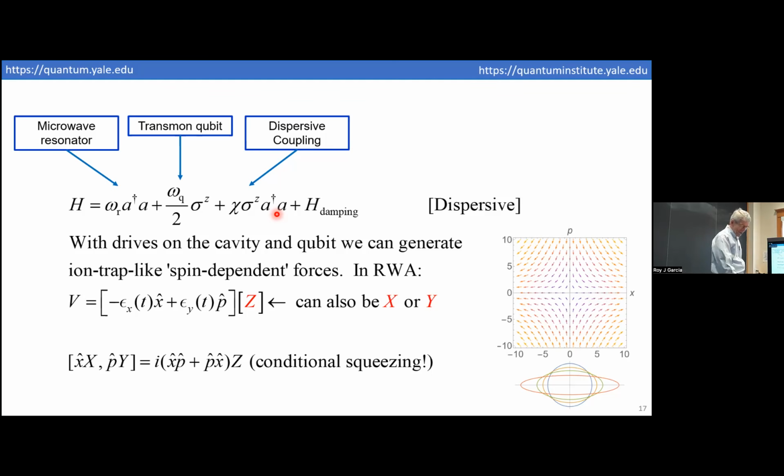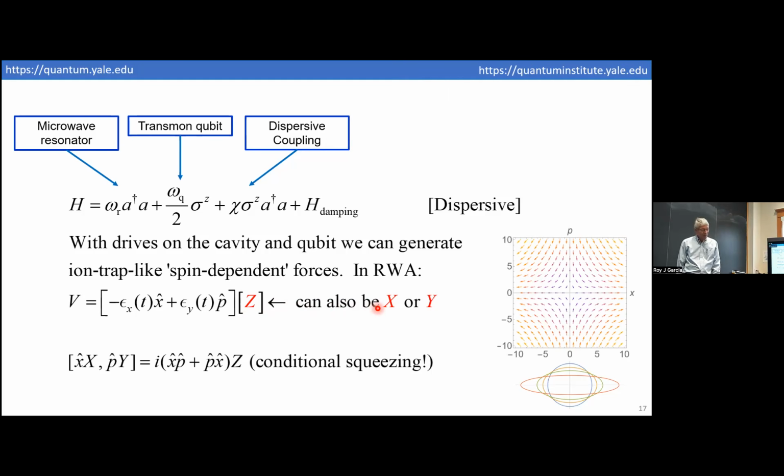So by turning on drives that couple both to the qubit and to the cavity, I can turn this interaction into this. So it's like a spin-dependent force, much like you have in an ion trap, where here's a force that couples to position. Here's a thing that generates displacements, couples to momentum, and the sign of it depends on the state of the qubit. And because I can also independently do rotations on the qubit, I can make it conditioned on X or Y or anything I want.